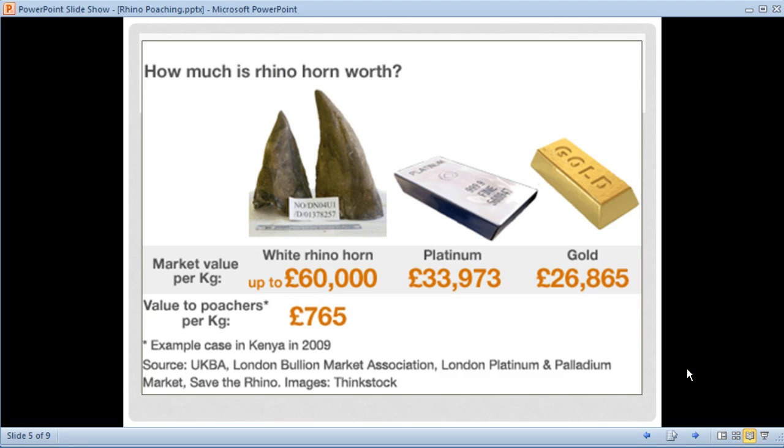Here a slightly more complex picture summarizes how much rhino horn is worth, compared to, for instance, platinum and gold, with the values given in British pounds. The one image summarizes quite a lot. White rhino horn, for example, is just about twice as expensive as platinum.